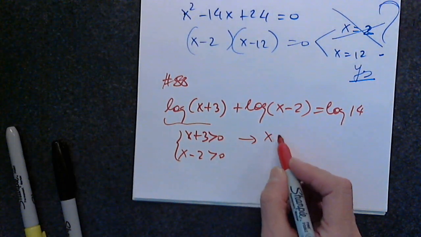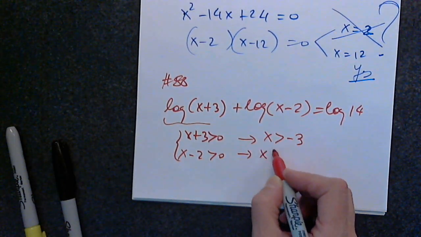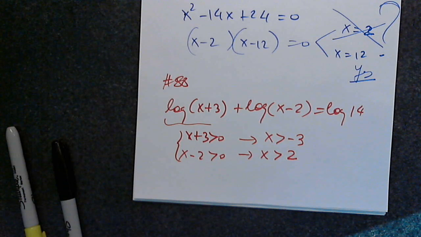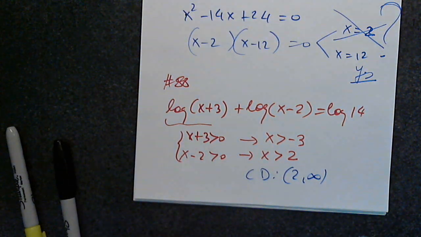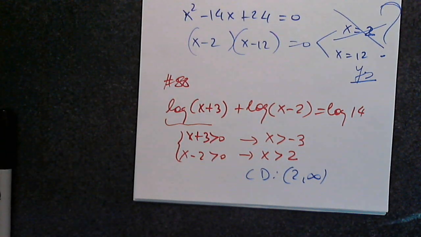Good. From the first one, I have greater than -3. From the second one, I have greater than 2. If we cannot imagine the common domain, then we can graph it. Can we imagine, or we need to graph it? It's okay. Yes. So indeed, the common domain is 2 to infinity. If I don't get an answer strictly greater than 2, not 2, then I will consider the equation as having no solutions.